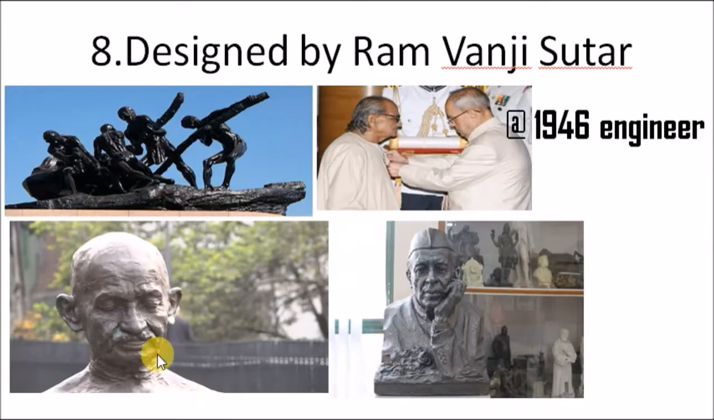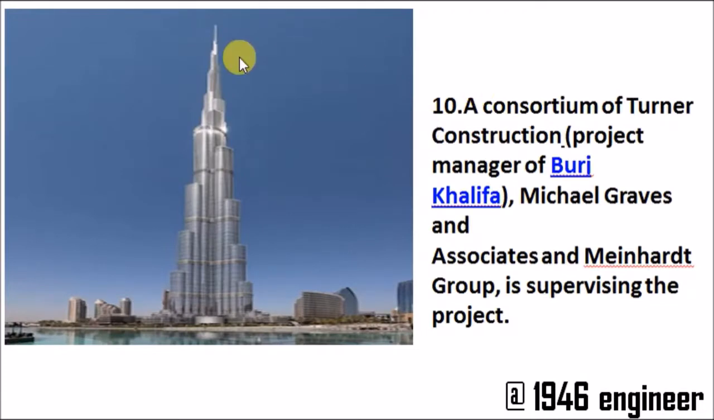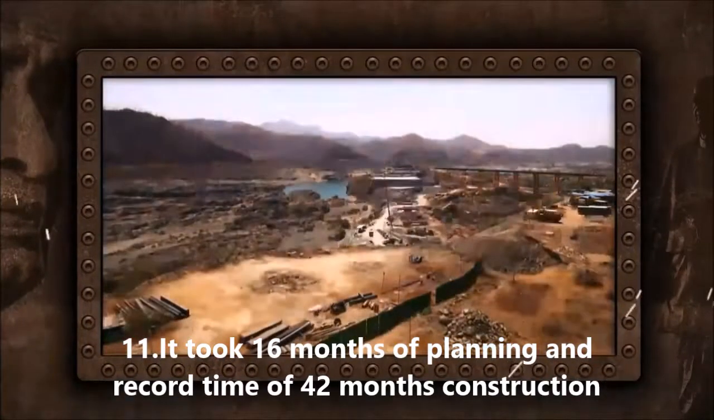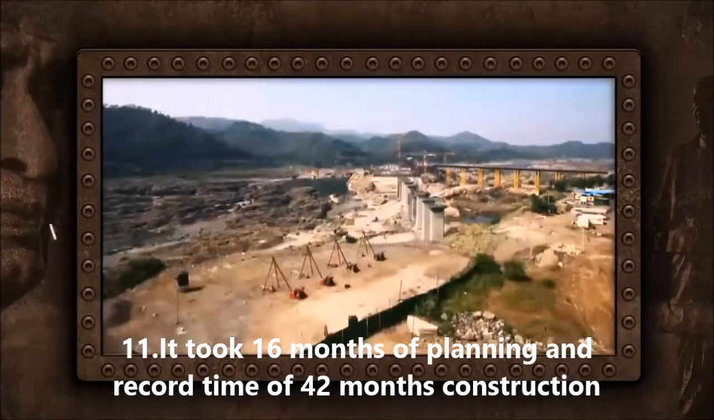These are very famous. So as the construction begins, it needed a workforce of 250 engineers, 3,700 artisans, and out of them 200 are trainees who have working experience with tall statues. The Statue of Unity is supervised by 3 major construction companies in the world, one of which, Turner Construction, is the manager of Burj Khalifa itself. And these are the remaining 2. To construct the world's tallest statue, it took 16 months of planning and 42 months of construction.